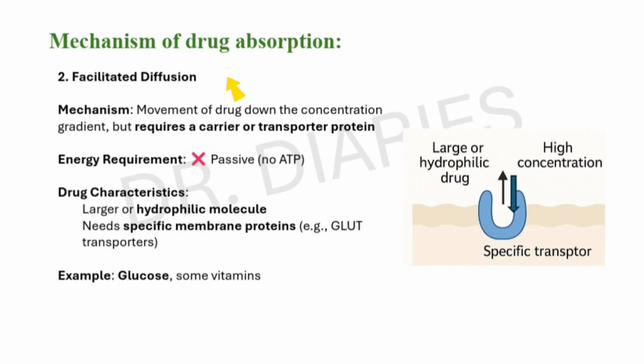2. Facilitated diffusion. Drug moves from high concentration to low concentration, but uses a transporter protein. It is called facilitated because a carrier protein facilitates the movement without energy. Drug should be larger or hydrophilic, water-loving molecules. Example, glucose via GLUT transporters, used when a drug cannot dissolve in fat membranes and needs help to cross.